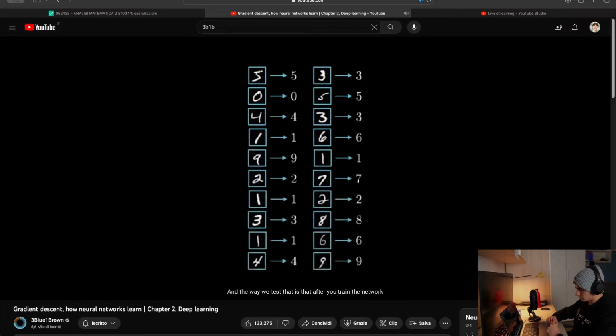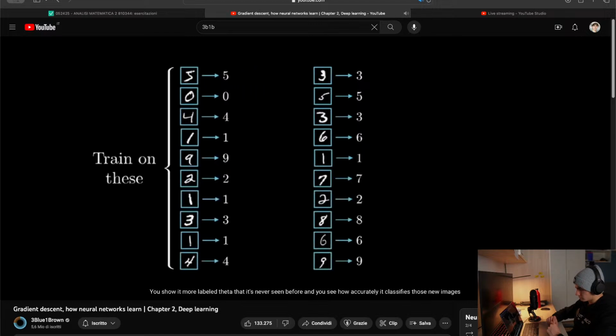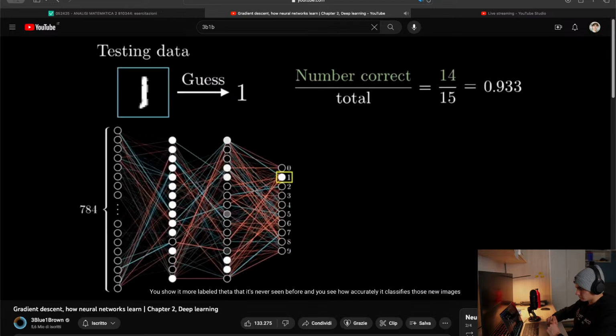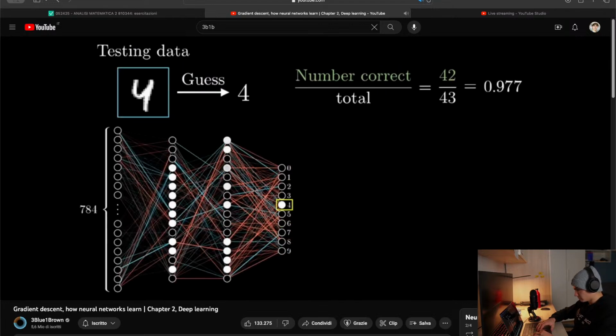And the way we test that is that after you train the network, you show it more labeled data that it's never seen before, and you see how accurately it classifies those new images.